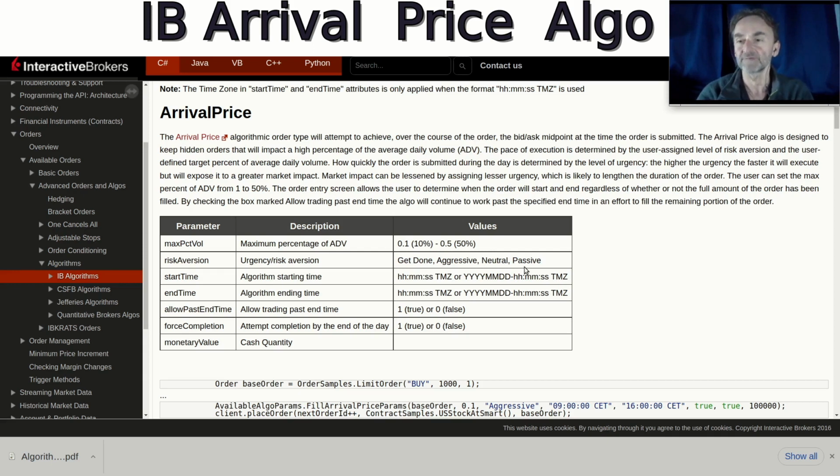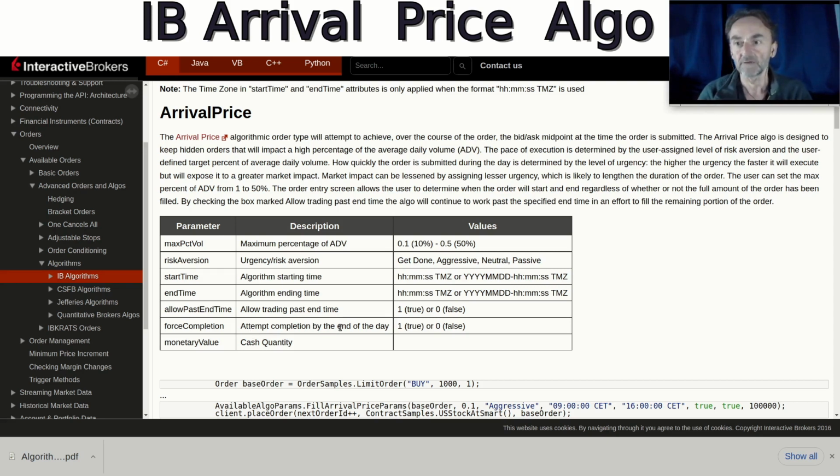What that means is that when the arrival price comes in, an aggressive algo is trying to get filled much quicker than a more passive one. Then there's a start time and an end time, or a time in force. So you can tell it, okay, I want the order to be executed in 5 minutes, 20 minutes, over the whole day, and so on.